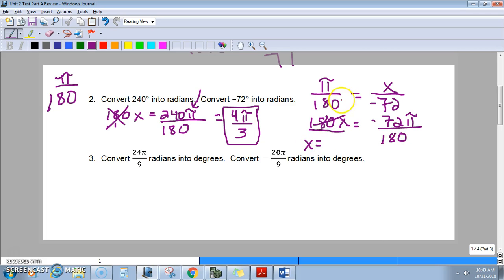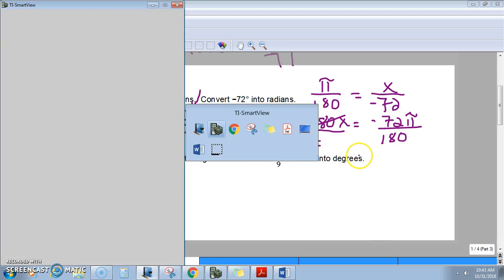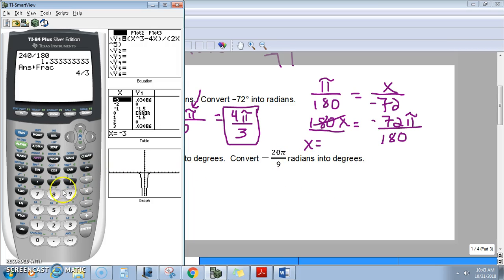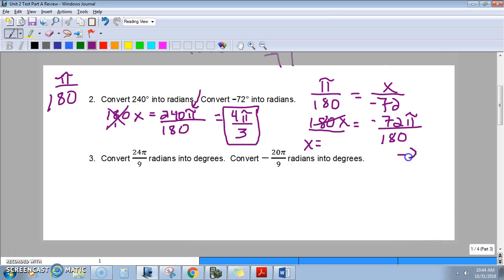And x is equal to, I'm betting a 9 is the biggest one. Let's try our calculator trick and see. So we have negative 72 divided by 180. Enter, and math, 1, enter, negative 2/5. So negative 2 pi over 5.